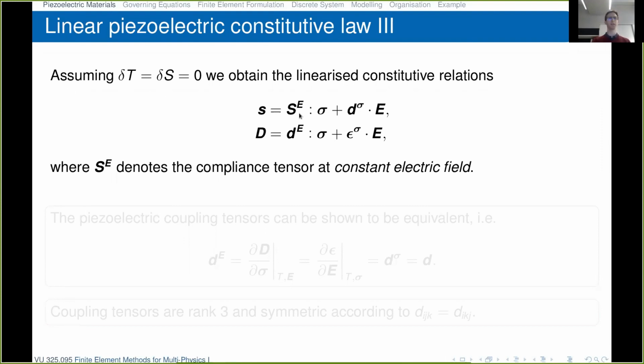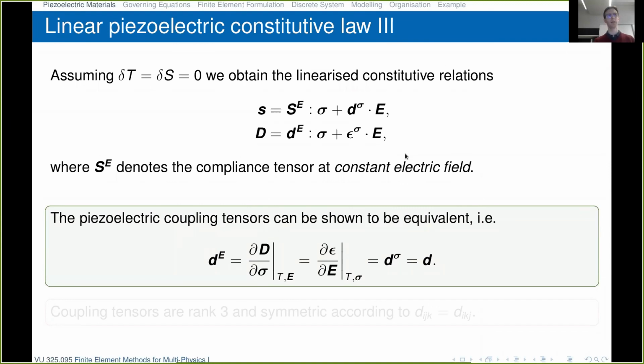So S is the compliance tensor, epsilon is the permittivity tensor, and d now is the new coupling tensor. The symbols at the top denote which quantity has to be held constant to obtain this tensor. And it can actually be shown that the piezoelectric coupling tensor is equivalent no matter if you hold sigma or E constant. So this is the equality condition you can use.